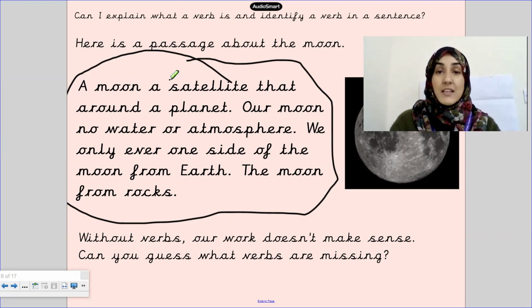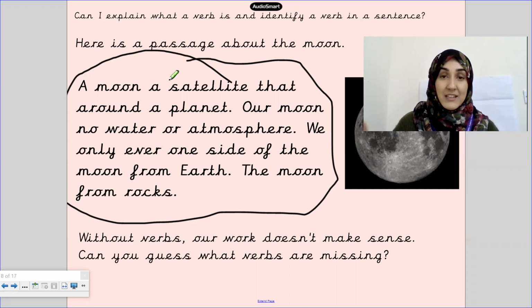Okay, this little passage or text that I've just read you does not contain any verbs. It is verbless. I'm not sure if that's a word, but it contains no verbs.